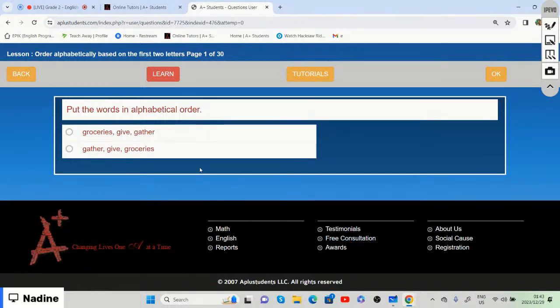And if we put those words in alphabetical order, we can say it's gather, give, groceries, which is GA, which means that the second letter is A. Give is I, and groceries starts with an R.